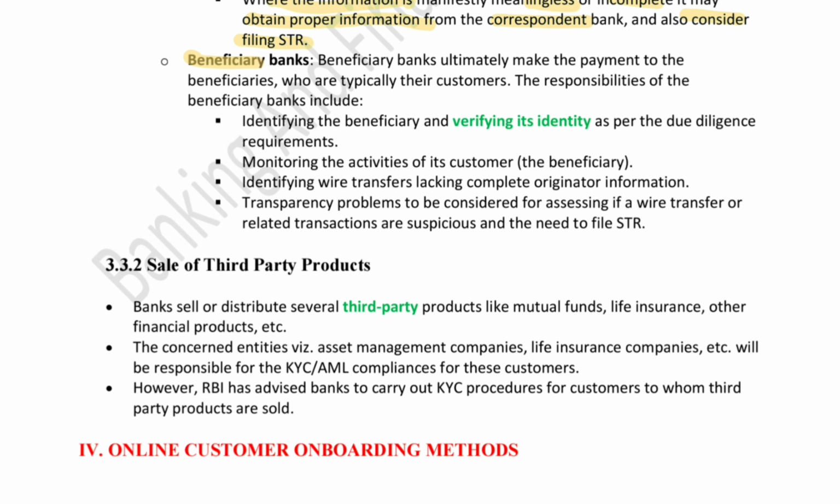And what is the responsibility of the beneficiary bank? Beneficiary banks ultimately make the payment to the beneficiary, who is typically their customer. The responsibilities include identifying the beneficiary and verifying their identity as per due diligence, monitoring the activities of the customer, that is the beneficiary, and identifying wire transfers lacking complete originator information. Transparency problems are to be considered for assessing if a wire transfer or related transaction is suspicious. Then they need to file the suspicious transaction report.